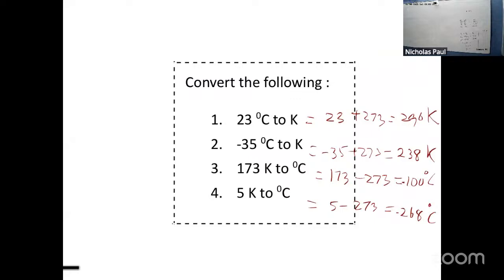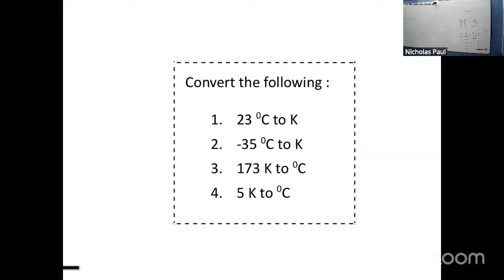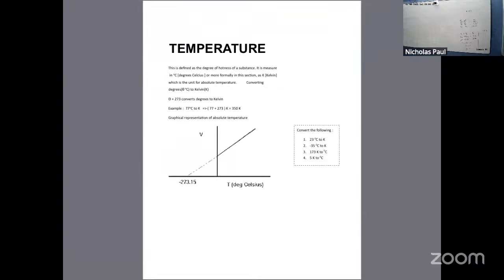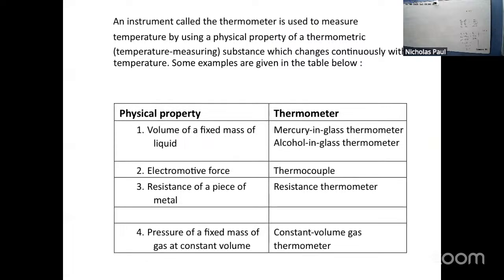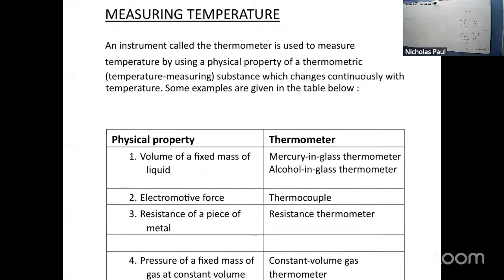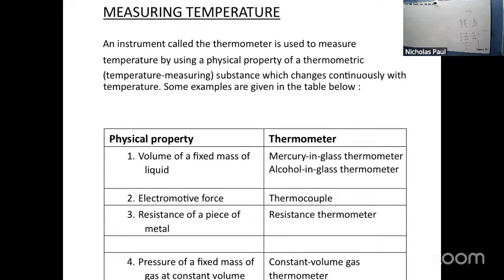Next. How do we measure temperature? What is used? A thermometer, right? And of course, by now you should know there are different types of thermometers. Every thermometer has its own range and its own function. So if you look here we have some thermometers. You'll play around with a little simulation just now. But an instrument called a thermometer is used to measure temperature by using a physical property of a thermometric substance.